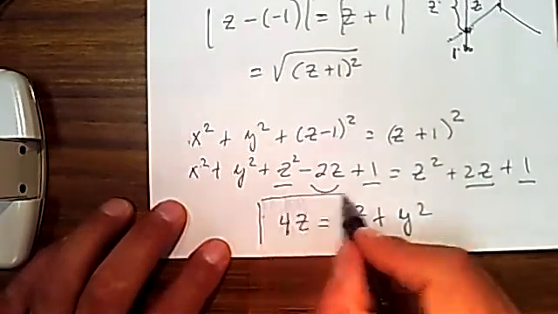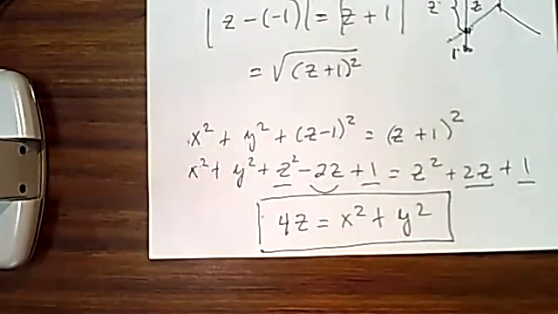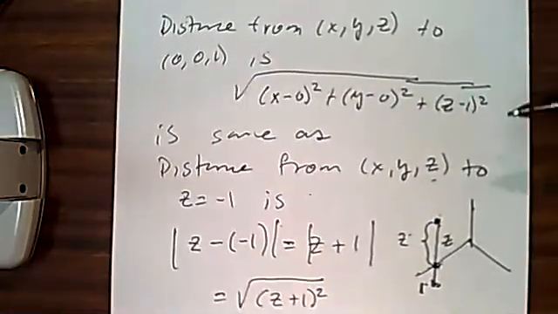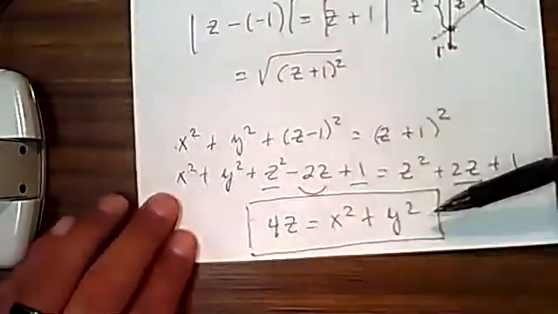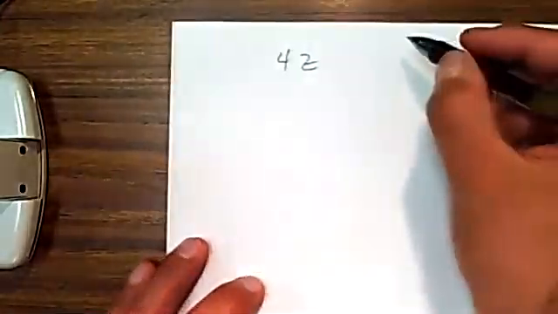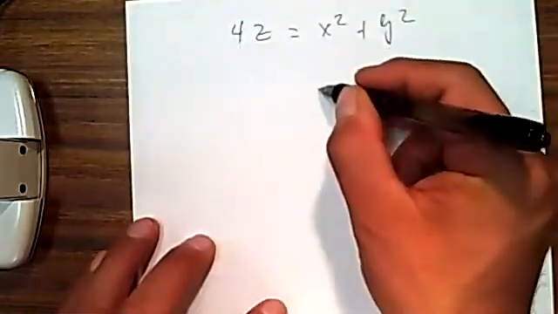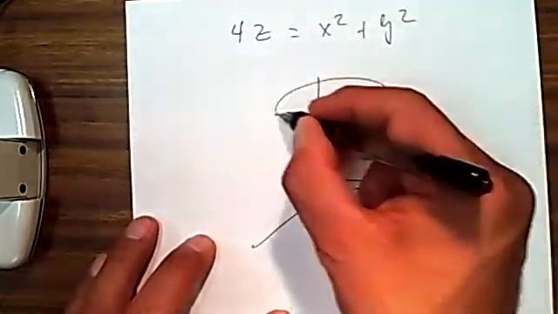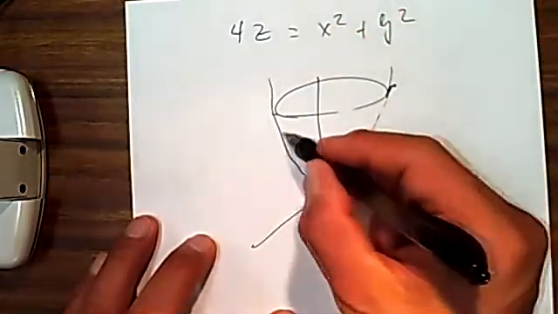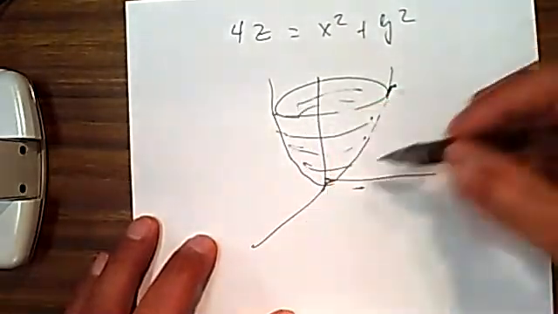So there is our equation of the surface where every point is equidistant to the plane z equals -1 and the point 0, 0, 1. This is represented with a paraboloid graphically. Let me show you on paper. So for z equals x squared plus y squared, it is going to be a paraboloid like that. It is a surface. It goes around this way.